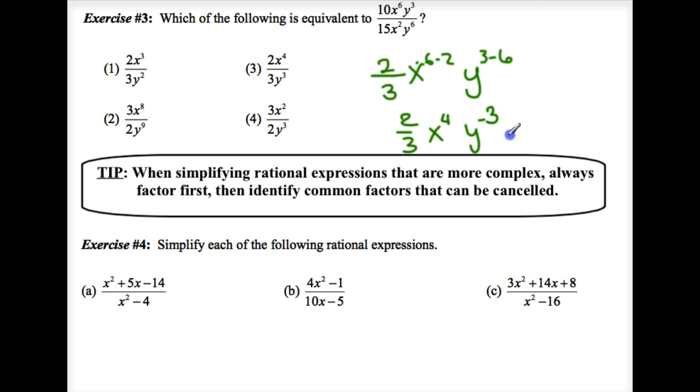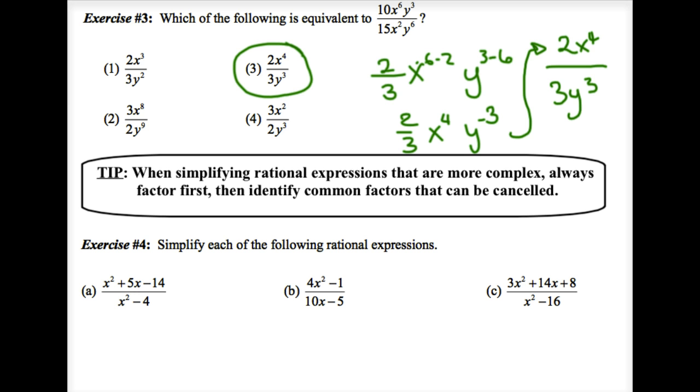Now remember what we said, no negative exponents, so we're going to be left with 2x to the 4th over 3y to the 3rd, which is choice number what? 2x to the 4th over 3y to the 3rd, choice number 3.